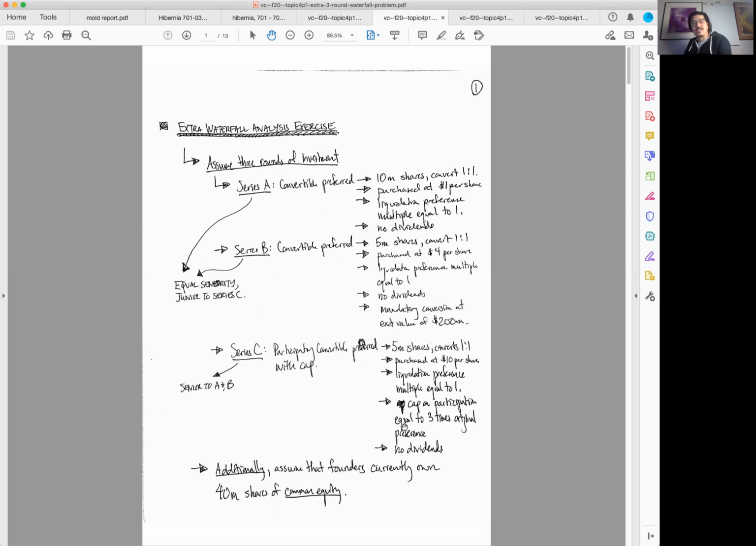A cap on participation. So notice here, you won't need to convert once you hit your liquidation preference multiple because you get the benefit of participation without converting, right? But there's a cap. You're capped at 3 times your original preference. So the moment you make 150 million, which is 3 times the 50 million, the moment you're making 150 million, you plateau until you choose to convert. Are we okay here?